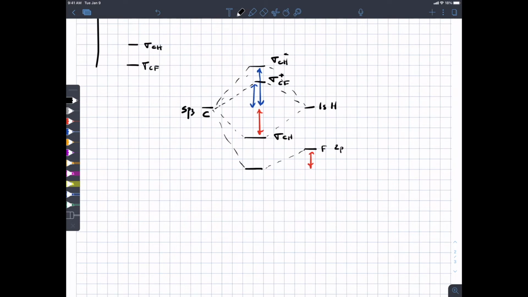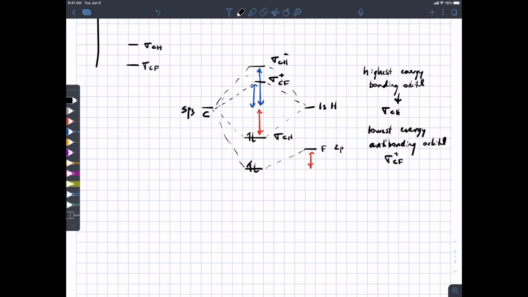So what that means is that, of course, the carbon-hydrogen bonding orbitals would be filled and the antibonding orbitals would be unfilled, but my highest energy bonding orbital is going to be sigma CH, but my lowest energy antibonding orbital is going to be the carbon-fluorine sigma star.